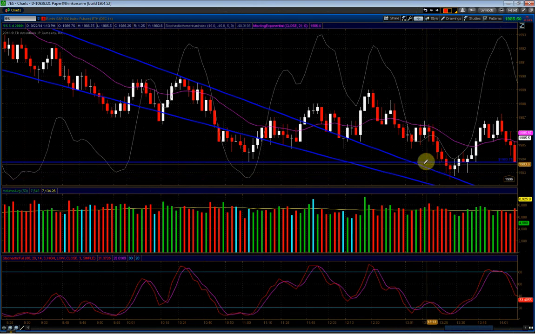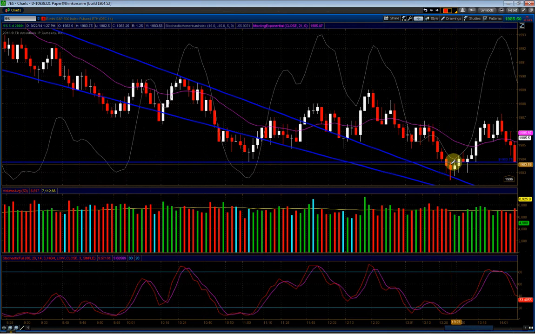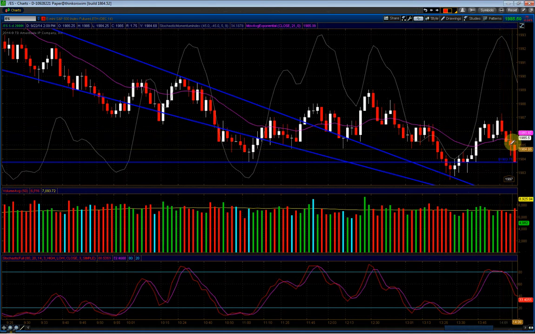And the reason that I'm being more aggressive here is because this level right here, it tested at 1, tested at 2, and it went through it. And 3, I think it's going to break through it. So let's go short. This is a signal bar here. We're going to use it as a signal bar.